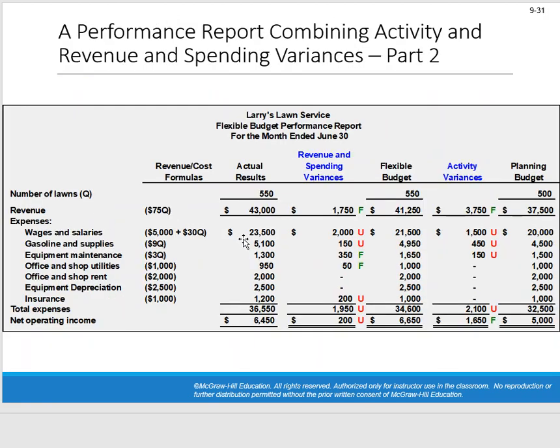So as we think of chapter 9 and the major takeaways here, I keep coming back to this particular slide. Focus in on this format, comparing actual versus flexible, which tells us our revenue and spending variances, and flexible versus planning, which tells us our activity variances. So we're breaking down our total variance of 1450 into 1650 favorable for activity. So we're going to make more money because we have a higher level of activity, but we missed the mark a little bit by $200 because we didn't do a great job controlling our costs. That tells a whole different story than just saying it's 1450 favorable. So keep coming back to this slide in terms of your overall understanding of chapter 9.